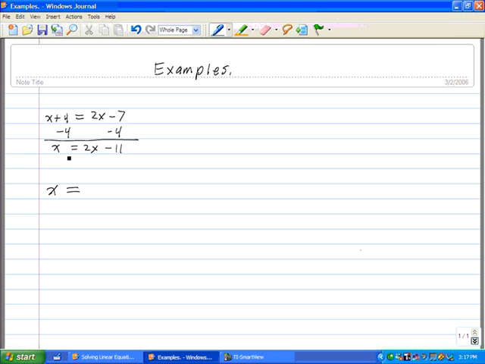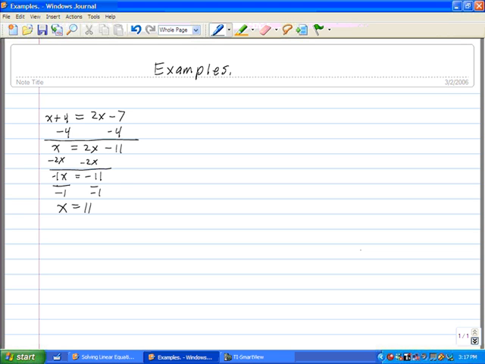And then we go back to the same process. The x is on the side that I want it on. The 2x is not on the side that I want it to be on. So using my addition property for the second time, I subtract 2x from both sides. I get negative 1x equals negative 11. And at this point, I would divide both sides by negative 1. I get x equal to 11 as my final answer.